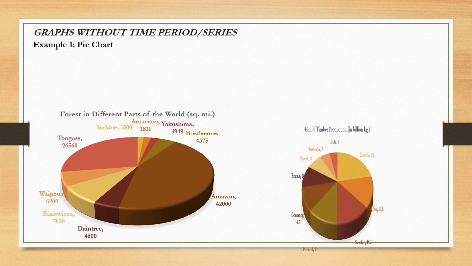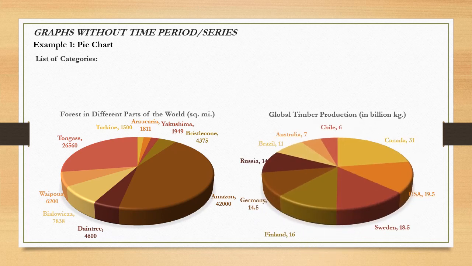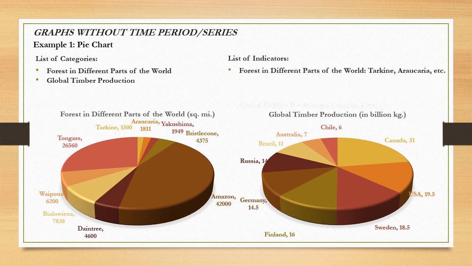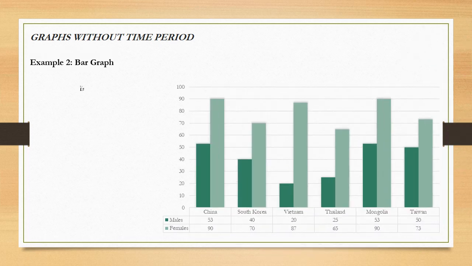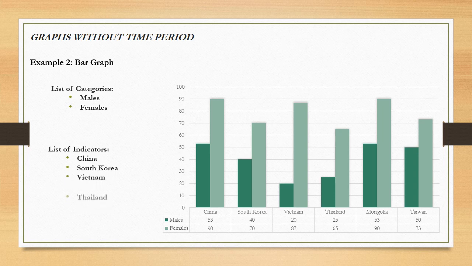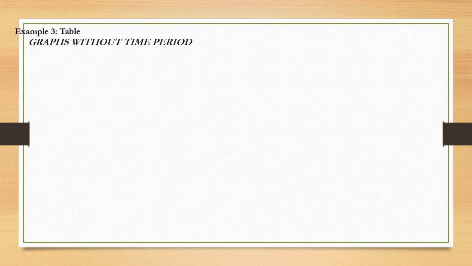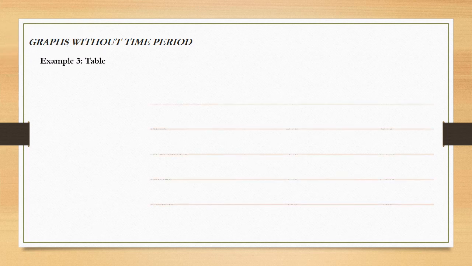Also common in the IELTS exam are graphs without time period. In this type, you need to check whether the indicator or categories are the same. If there are no similarities, then you need to describe the charts separately. In example number 2, which is a bar graph, at least the indicators are the same, but we have different categories. In this case, you should compare across. Your description is not necessarily separate.